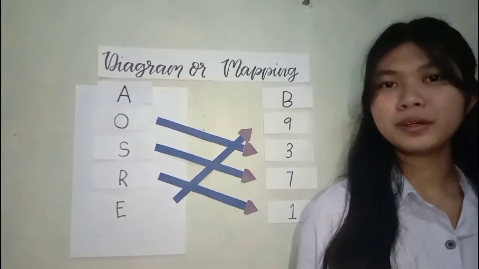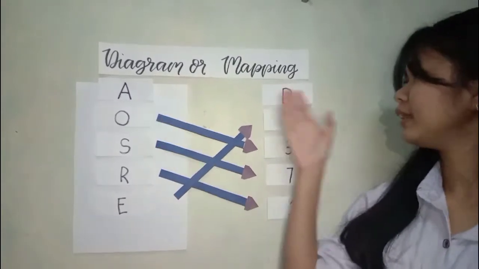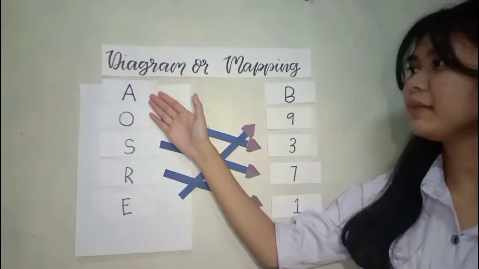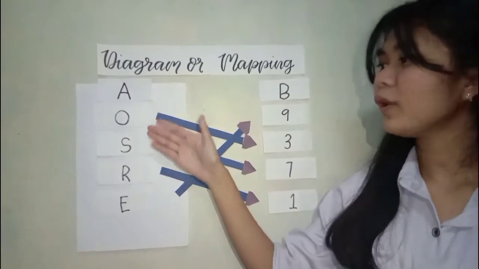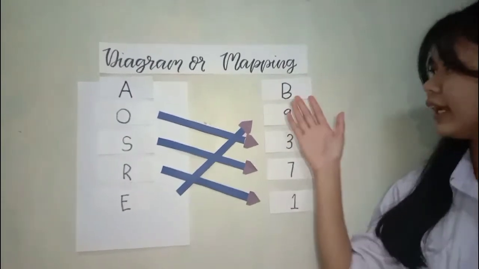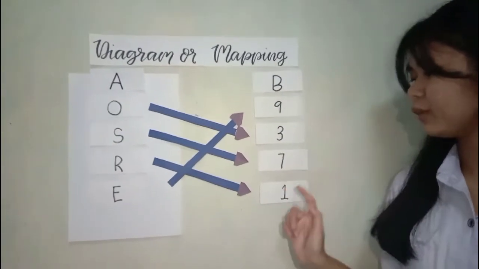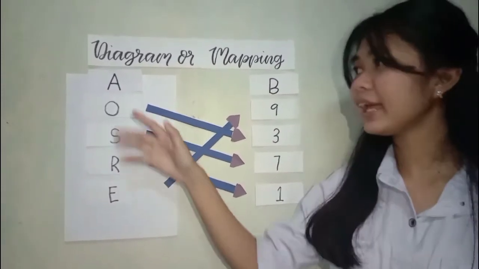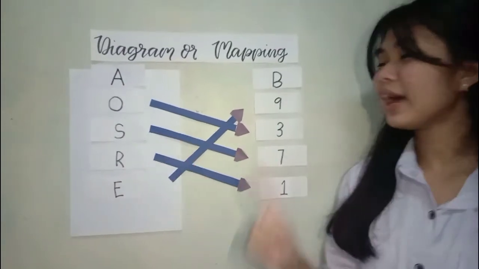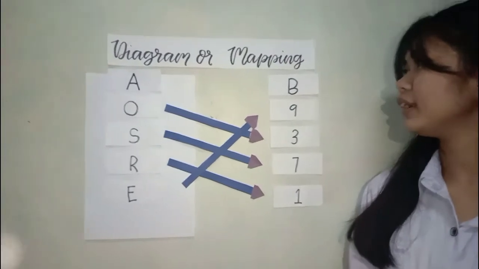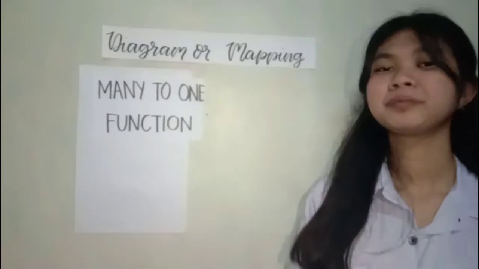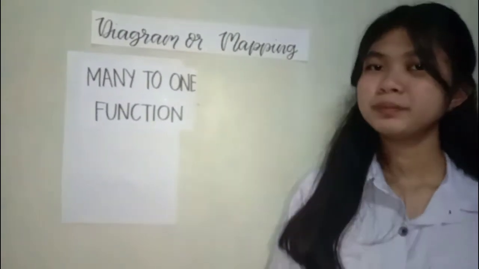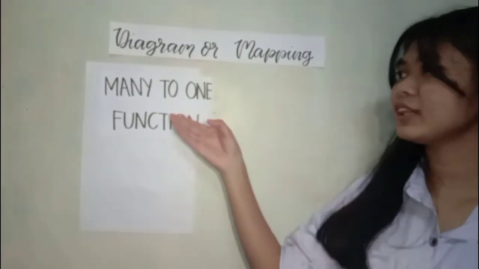Another example, A for domain, B for the range. The elements of A are O, S, R, E, and the B or the range is 9, 3, 7, 1. We can see that in every element of A, there is one distinct element or value in the B or in the range. The second type of diagram or mapping is many-to-one function.